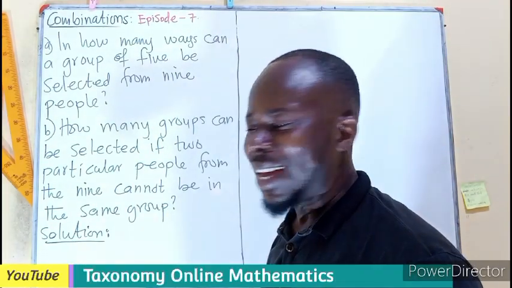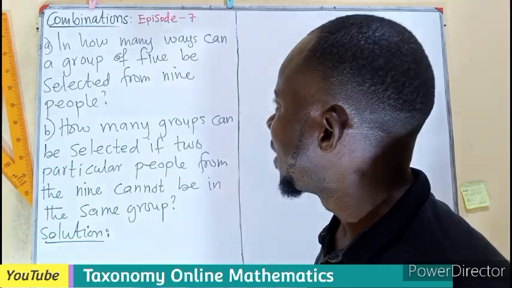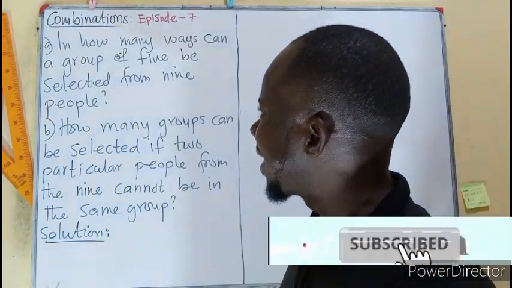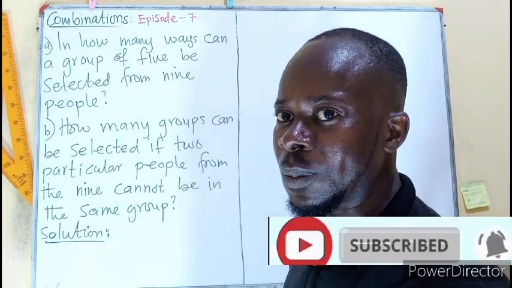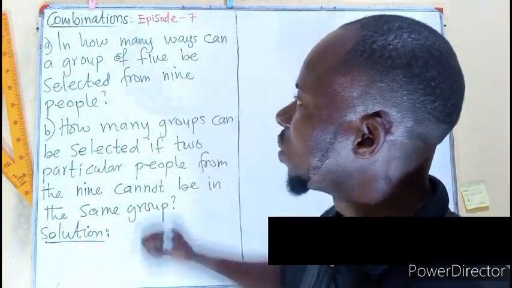Hello, welcome. Let's look at episode 7 of the combination tutorial. In how many ways can a group of 5 be selected from 9 people? There are other follow-up questions, but let's concentrate on this.